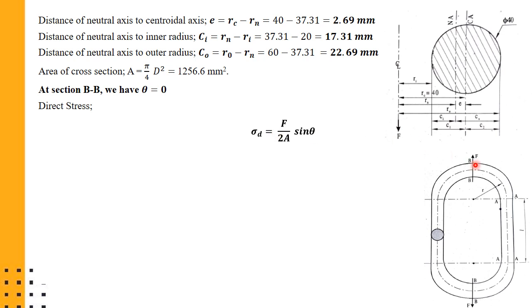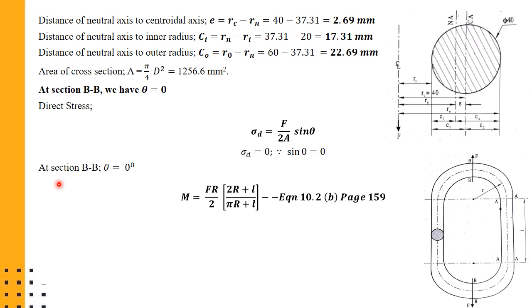So at section BB, where theta is equal to 0, the direct stress acting will be positive. Why is it positive? Because it is a tensile load that is acting here. That is why the direct stress will be positive in nature. So the F value we already know, right? And the area we just calculated, and theta is here equal to 0. So at section BB, the direct stress which will be acting will be completely 0. No direct stress will be acting at section BB. We only have to calculate the bending stress.